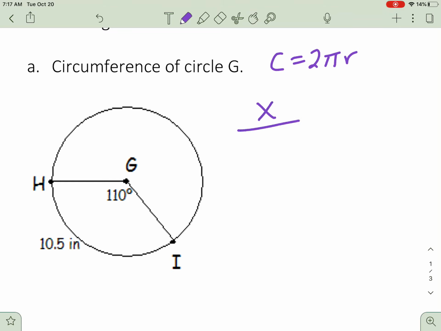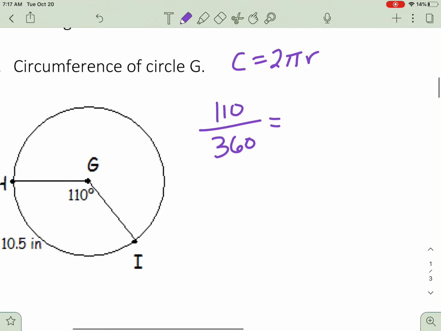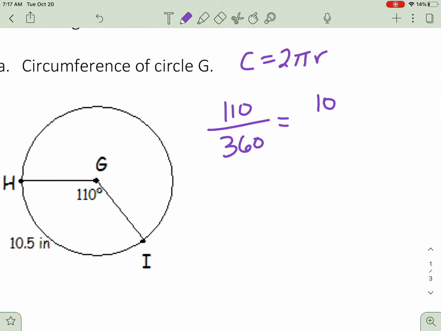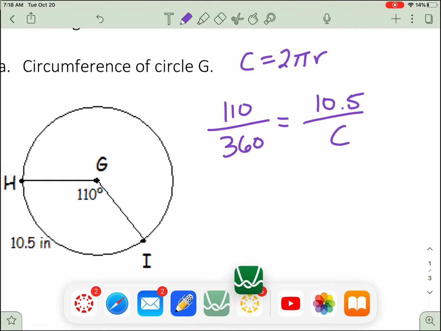So we have the central angle, 110, over the total degrees in a circle that never changes. It's 360 equals the arc length, so 10.5 over the circumference. Okay. Now we typically say 2 times pi times the radius, but we don't need to because we're looking for circumference. All right, so now here's where you use Desmos.